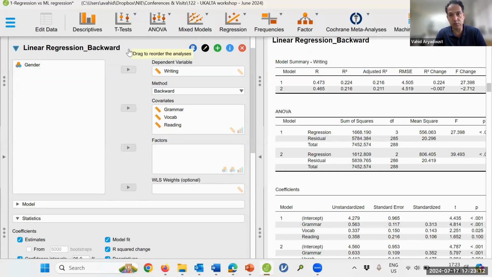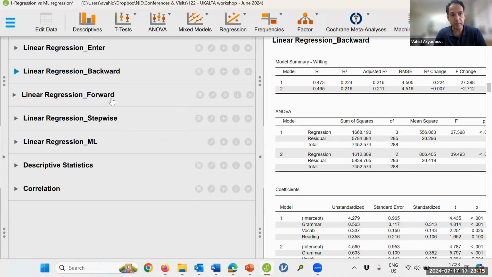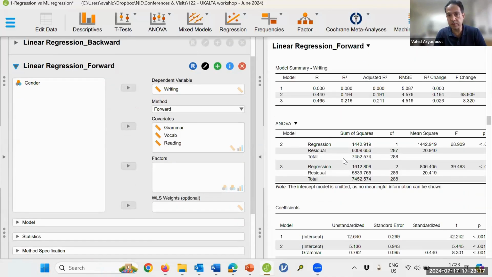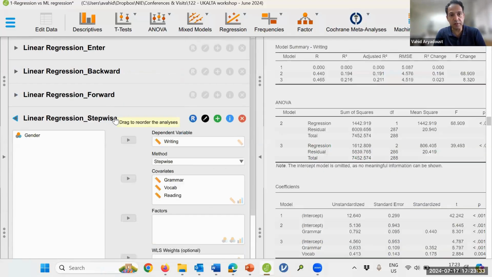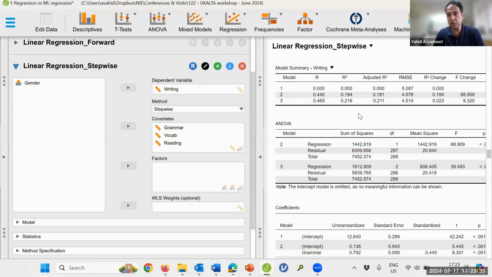Or you can also look at the adjusted R-squared value. For the forward analysis, the best R-squared value generated is also 0.216. And last but not least, stepwise is also 0.216. I'm disappointed. Everything is the same, with the exception of the first analysis.